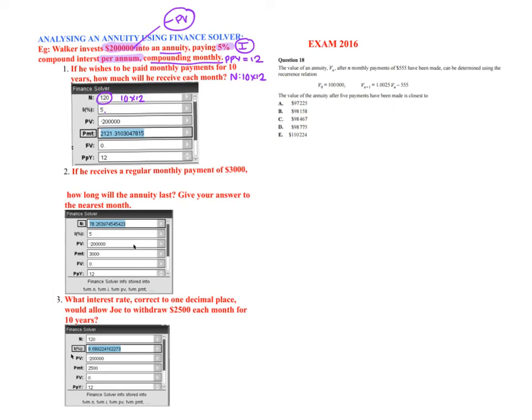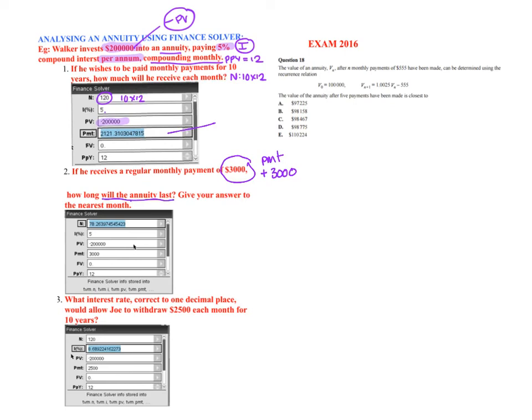Here's the 5, the negative 200,000. So if he's going to invest 200,000, he's going to get 5% per annum, and he's going to take monthly interest and take monthly payments. That means every month he can get $2,121. All right, so can you see that? And then it says if he receives regular payments of 3,000, the payments are positive. So you're going to make it a positive 3,000 in payment.